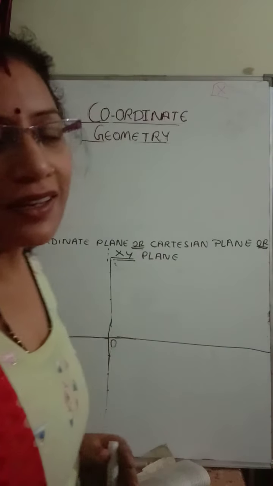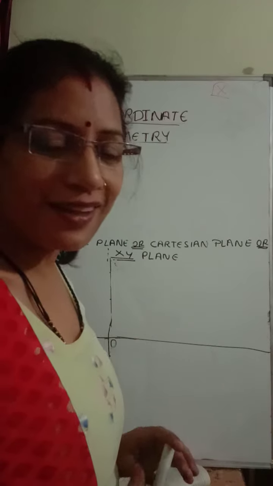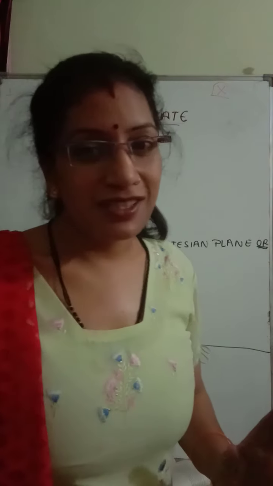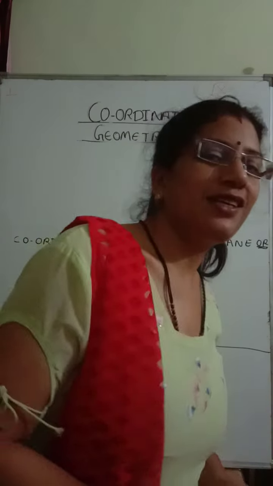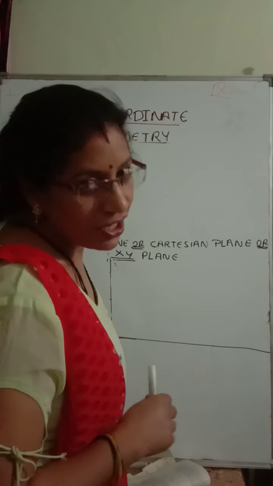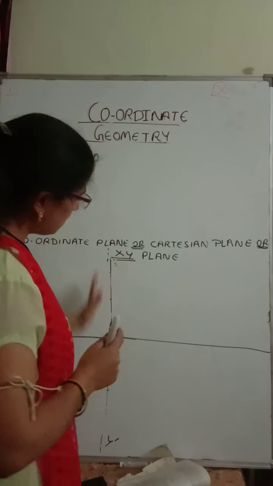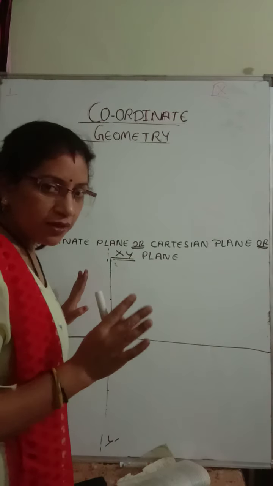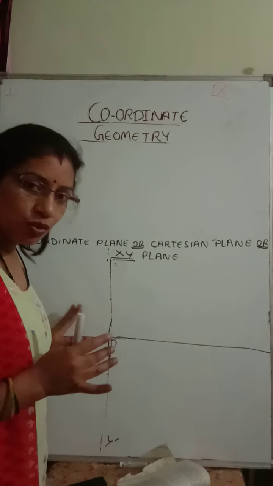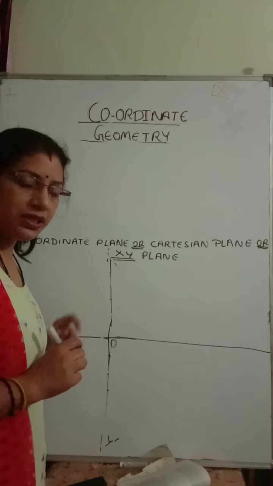So today we are starting grade 9 coordinate geometry. Coordinate geometry is a very easy chapter. Hope you will enjoy it. So very first, what is the meaning of coordinate? Coordinate: co means two, ordinate means axis. So in it we will study about two axes. So that is coordinate geometry.